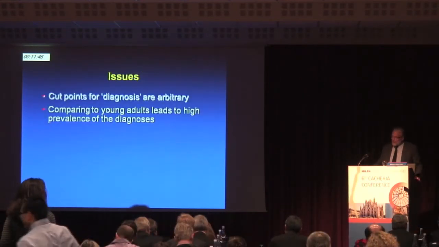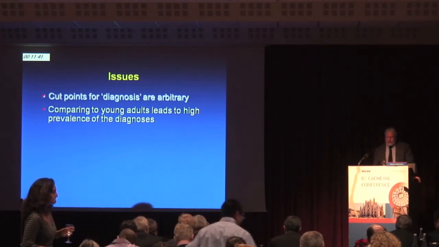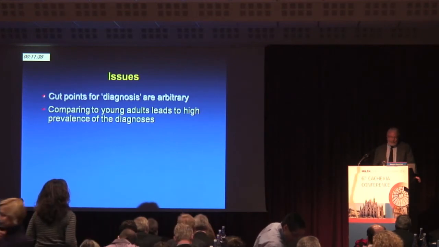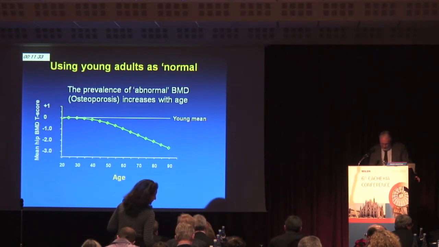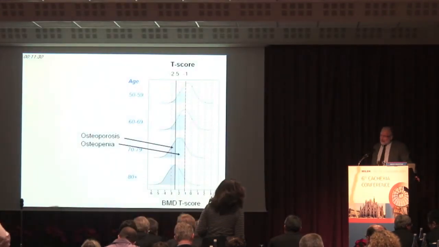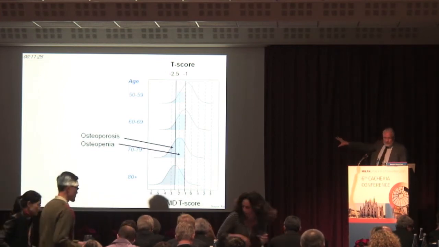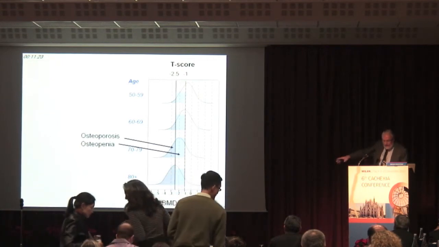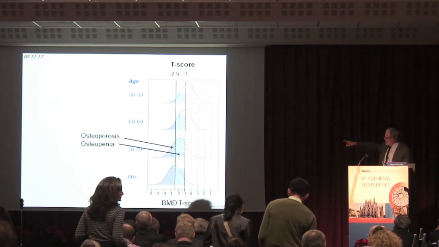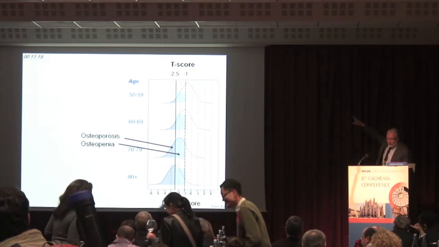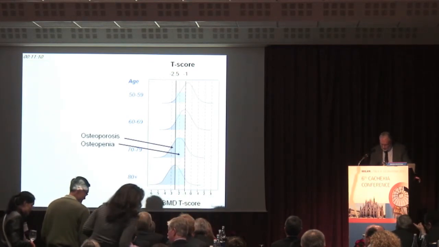So now, when you compare to young adults as your reference for normal, you end up with a high prevalence amongst the elderly, whatever diagnosis you've got. So in this case, the young mean is about 30, which means that with each passing decade, 50, 60, 70, 80, you can see in the dark shading the proportion of that group, that bell-shaped curve of people, who have bone densities, BMD T-scores at the bottom. The black line is minus 2.5, the red line is minus 1.0. So you can see the increasing proportions that begin to fall in those categories.